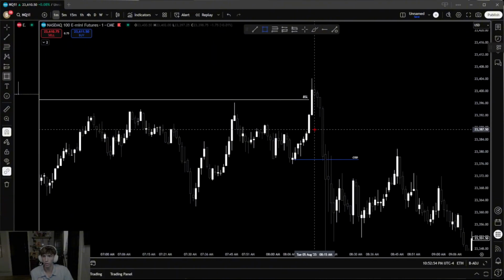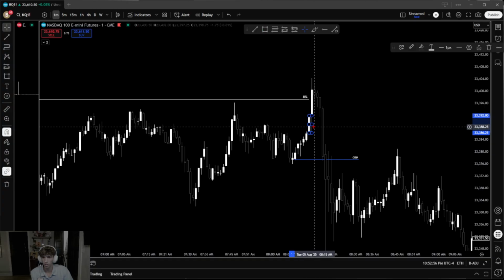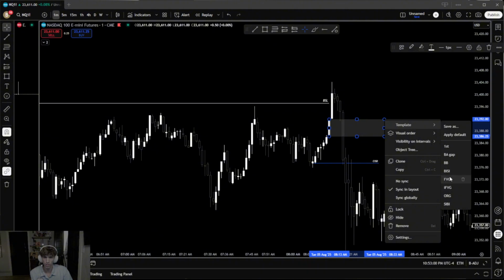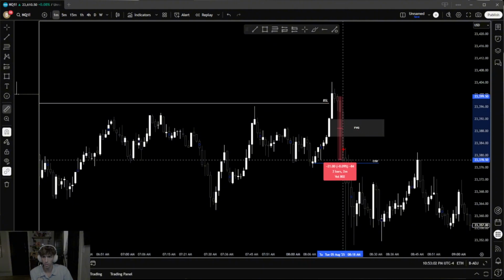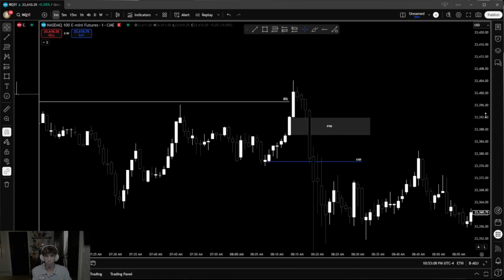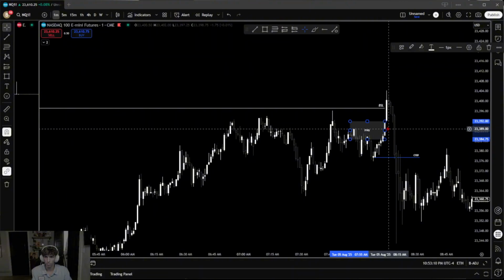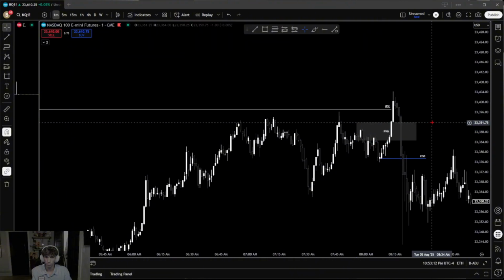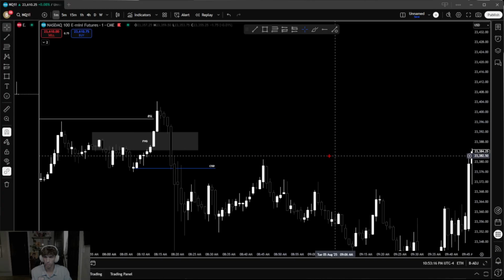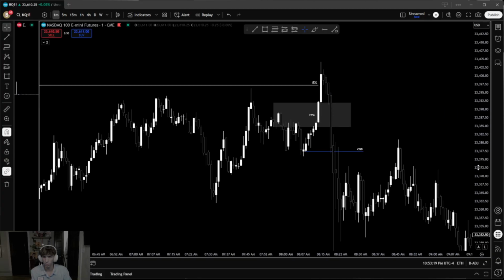We would also have a fair value gap that comes with it right here, a fair value gap that we did inverse, giving us more confirmation that this trade would want to go lower. This is honestly perfect. We also have a manipulation leg of internal sell side that was taken here, more confirmation.